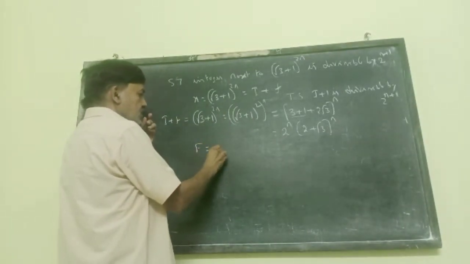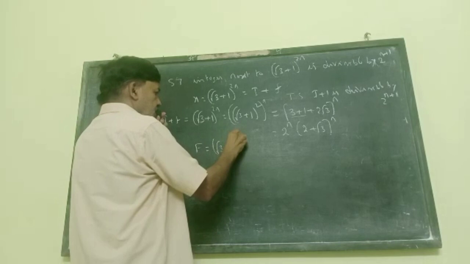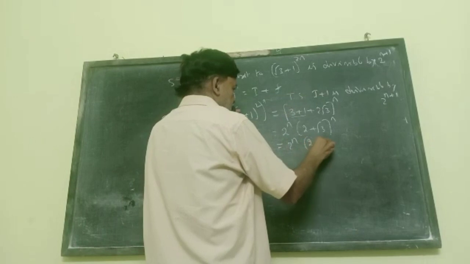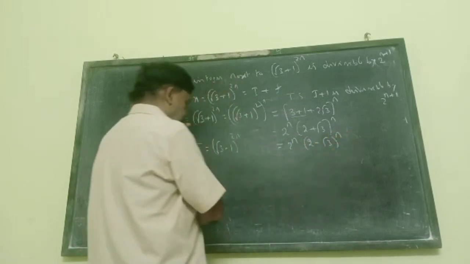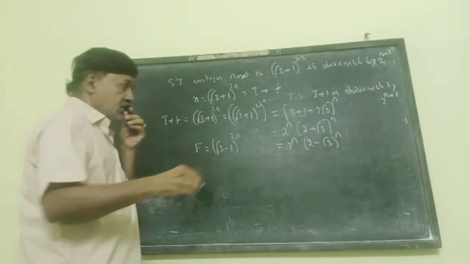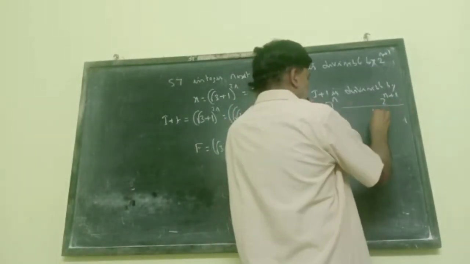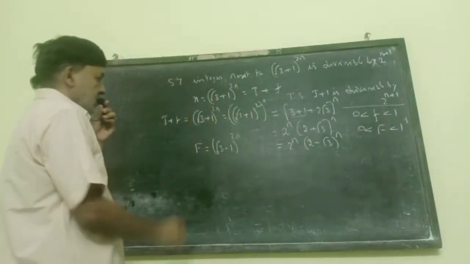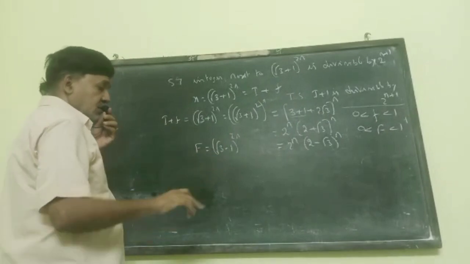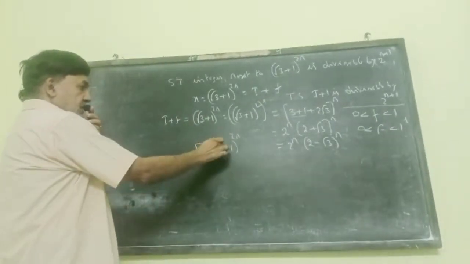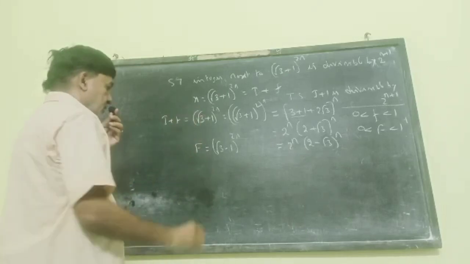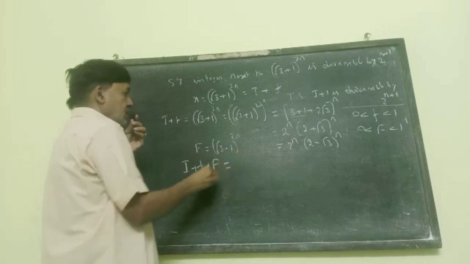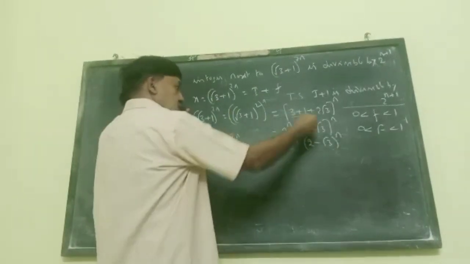Consider capital F is equal to root 3 minus 1 whole power 2n. See, when you simplify like this, 2 power n into 2 minus root 3 whole power n. Right? Now, listen, your small f lies between 0 to 1 and capital F also lies between 0 to 1. So root 3 minus 1, root 3 approximately 1.7 something. This fraction, fraction whole power 2n is always a fraction. Consider I plus f plus F. This plus this.